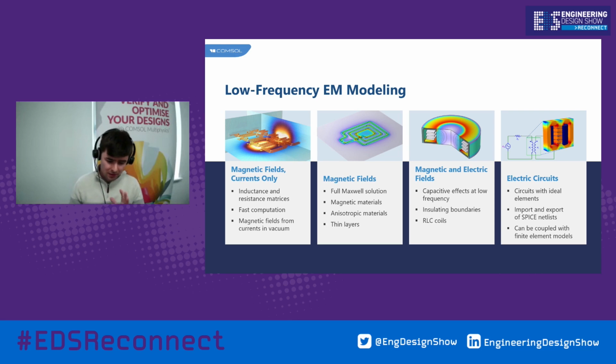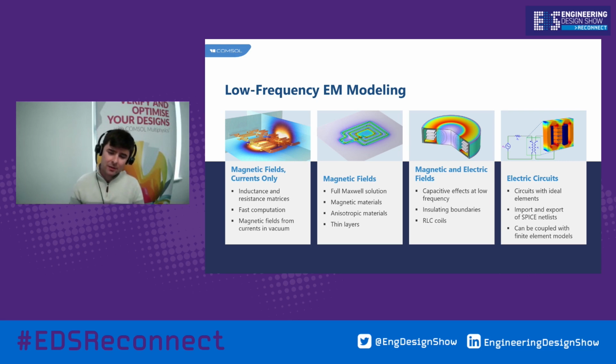So the core one that I'm going to show you today is called magnetic fields, currents only. So this is for very fast and efficient computation of the magnetic fields due to currents being carried by conductors in free space, which we approximate as a vacuum. So this can be tracks or coils on a PCB, for example, and you might want to compute the electromagnetic field, and then maybe you want to compute the different induced currents that go on. And this physics interface can do so very efficiently.